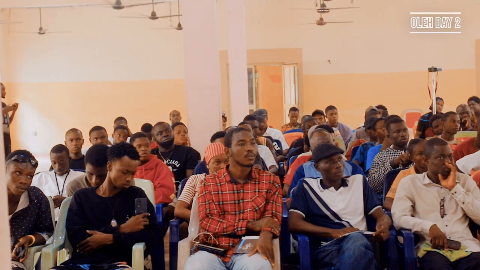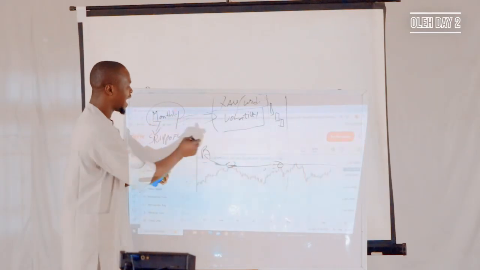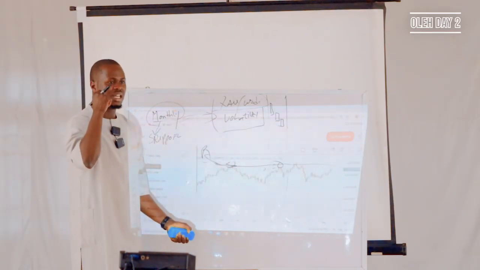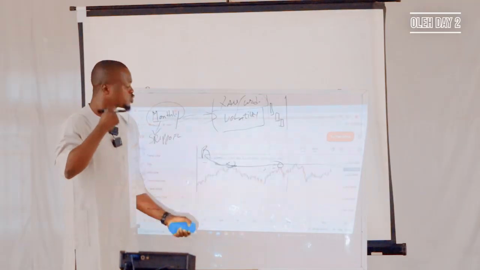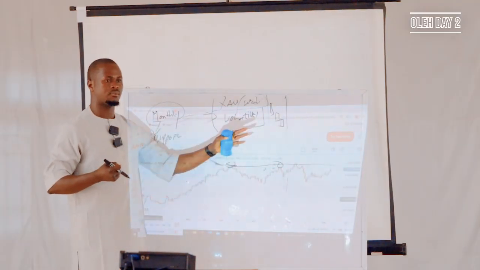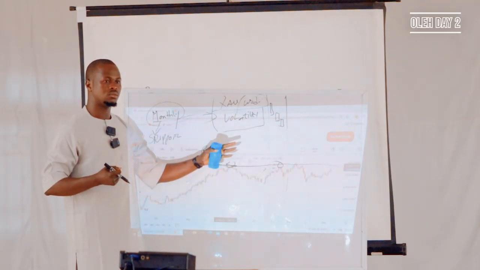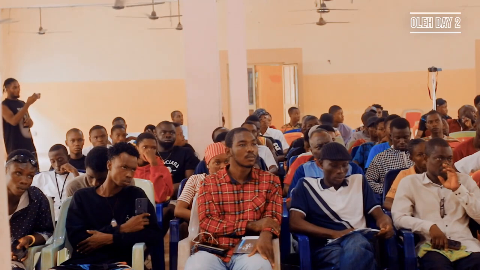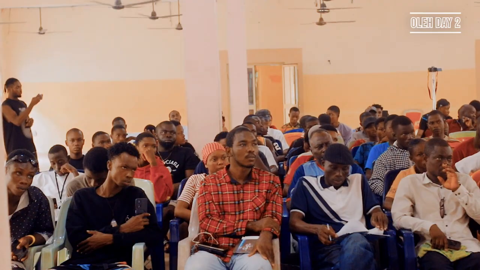Do you understand me? You mark out all the support and resistance, and the lines are not forced. What makes a line valid is when it touches two or more. Do you understand? When it touches two or more, that is what makes it valid.